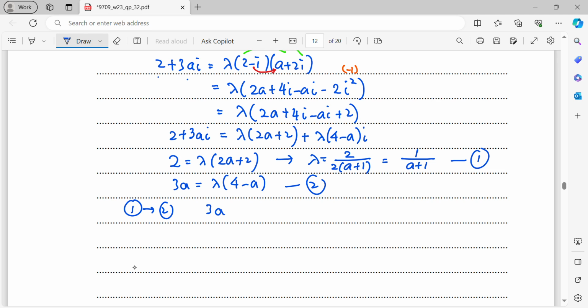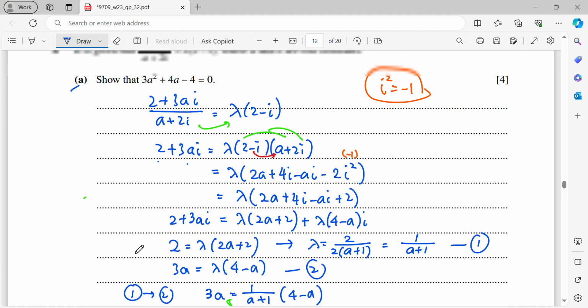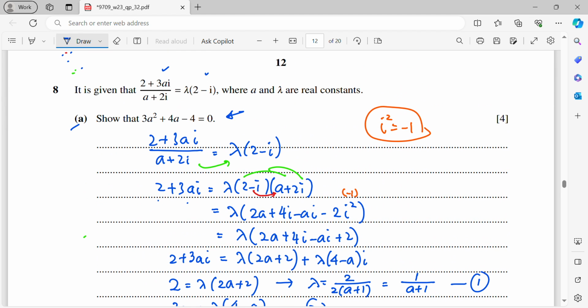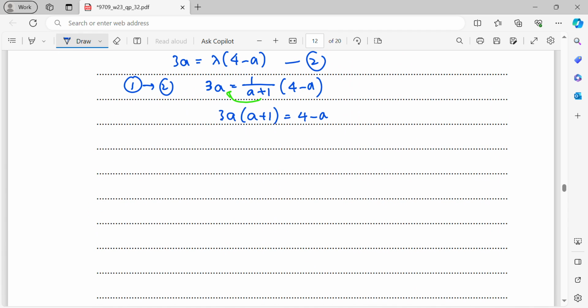I will get 3a equals to 1 over a plus 1 multiplied with 4 minus a. Okay, and then from here, the a plus 1 will be moved up and combined with the 3a. Then I will be getting 3a times a plus 1 equals to 4 minus a. And now the question is asking for showing this quadratic equation. So now just do expansion. It is 3a squared plus 3a equals to 4 minus a.